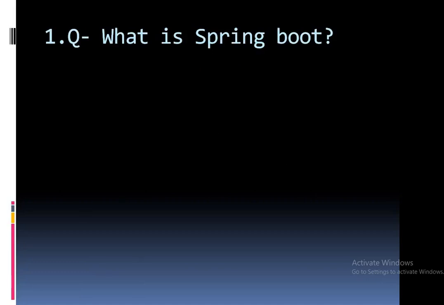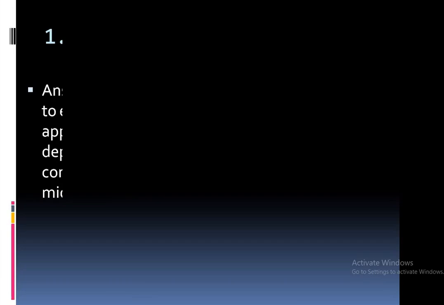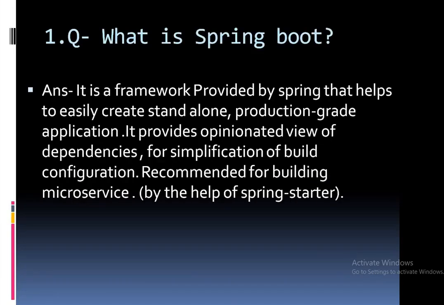My first question is: what is Spring Boot? It is a framework provided by Spring that helps to easily create standalone, production-grade applications. It provides an opinionated view of dependencies for simplification of build configuration, and is recommended for building microservices. So what does Spring Boot mean? Spring Boot is a framework provided by Spring that helps to easily create standalone and production-grade applications. It means that through this framework, we can easily create production-grade and standalone applications.